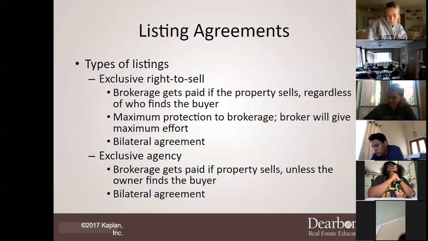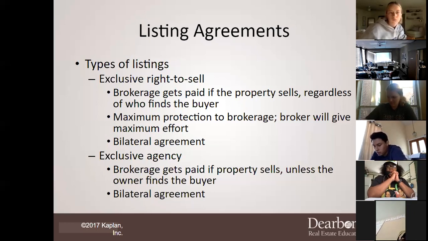So with an exclusive right to sell, the brokerage gets paid if the property sells regardless of who brings the buyer. This is what a lot of brokerages use. 95% of contracts you'll get will be exclusive right to sell. And that's what you want, because you're going to get paid regardless. It's going to make the broker do the maximum effort and the maximum protection. Because they're going to get a paycheck, they're going to work for it.